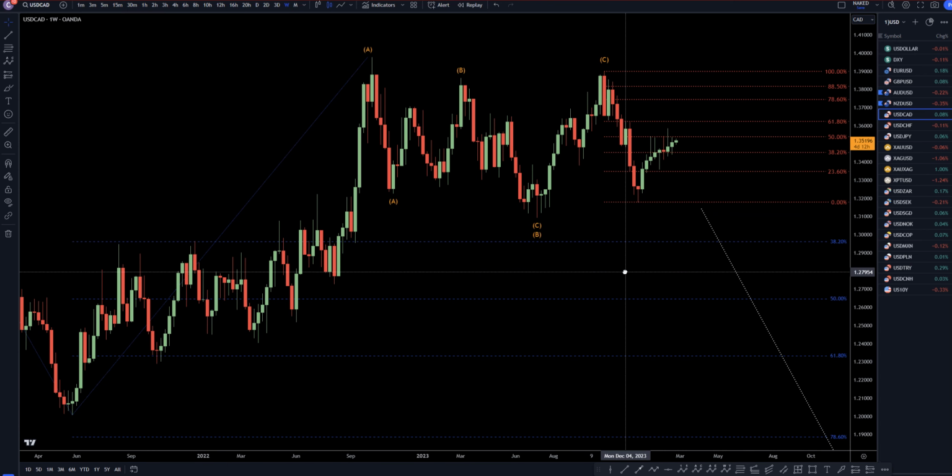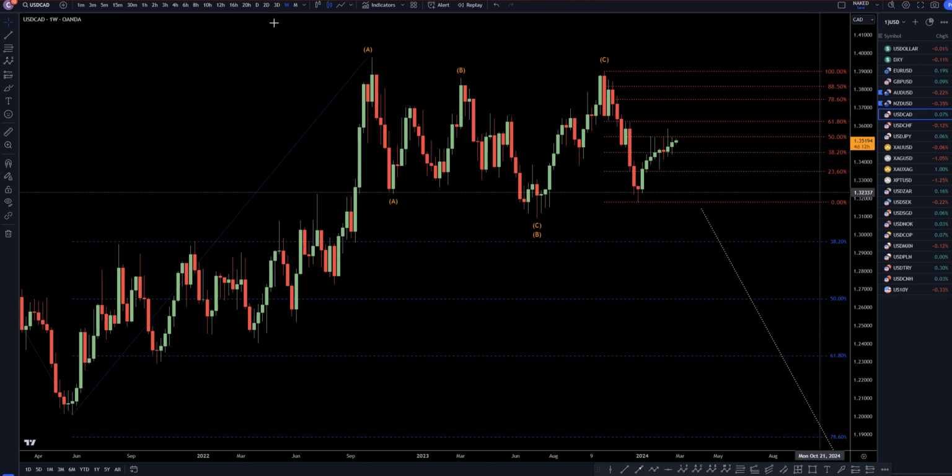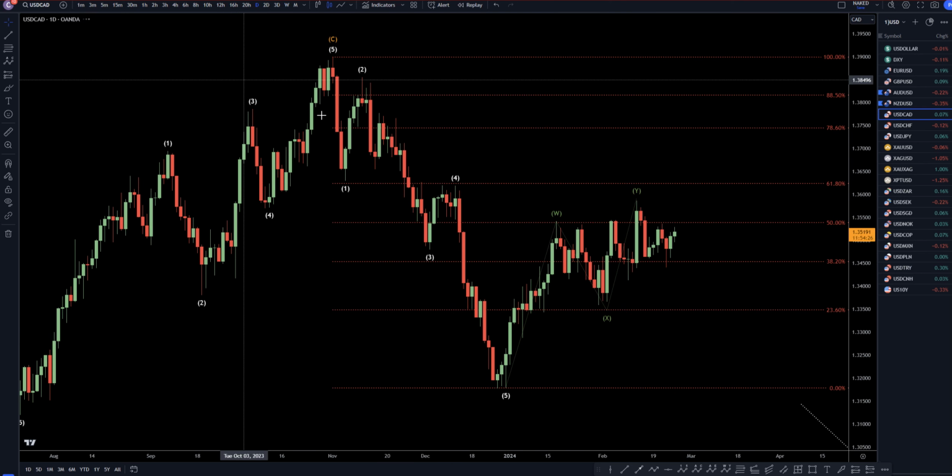Heading down to the weekly time frame, I still think that this first push down right here is a trend for wave 1. I still think this move up right here is a correction in wave 2. And I still think this is very likely to make its way down and make a wave 3, 4, and 5. Probably a 3, 4, 5 of wave C, just like I was showing on the monthly time frame. So taking it down even more to the daily time frame.